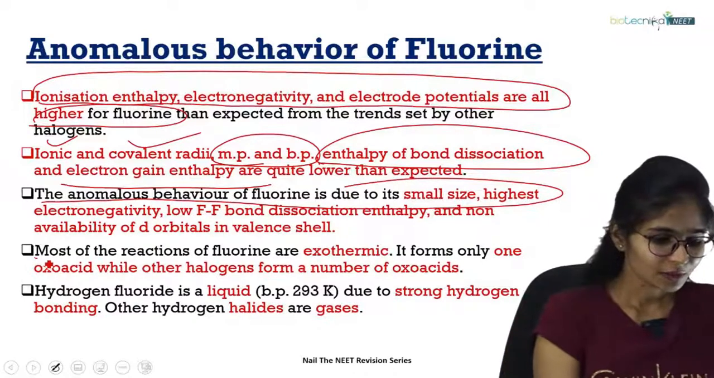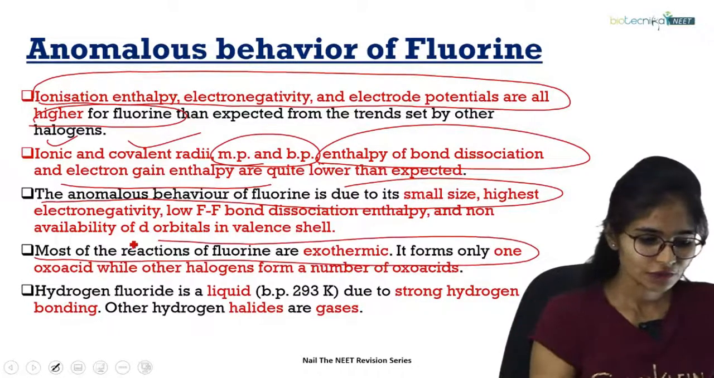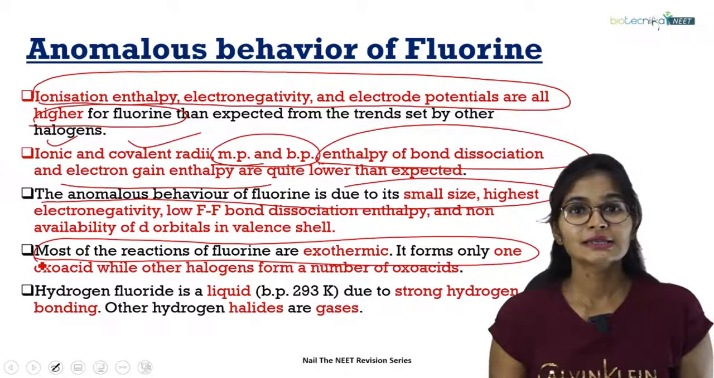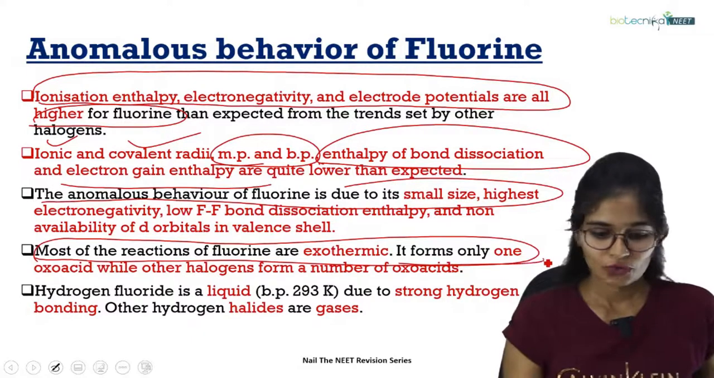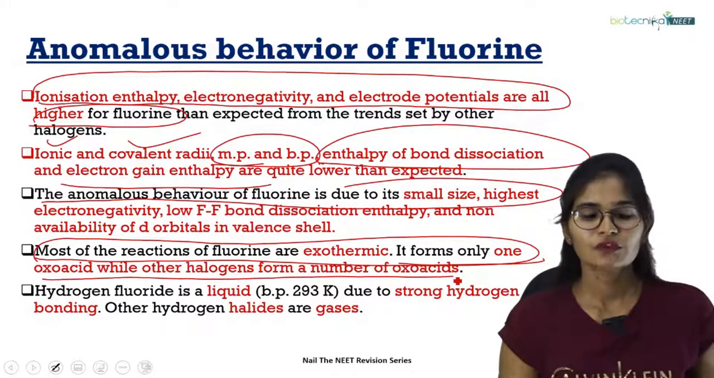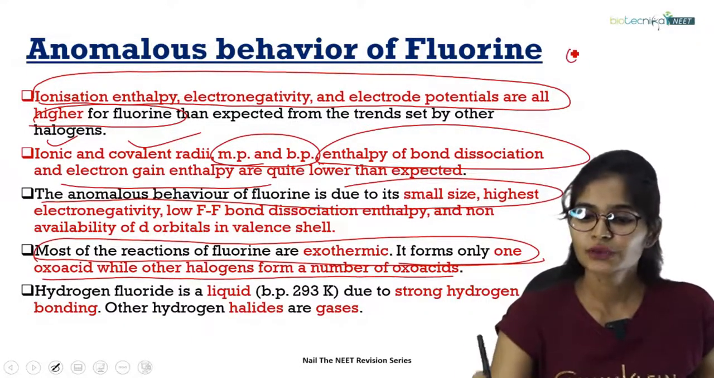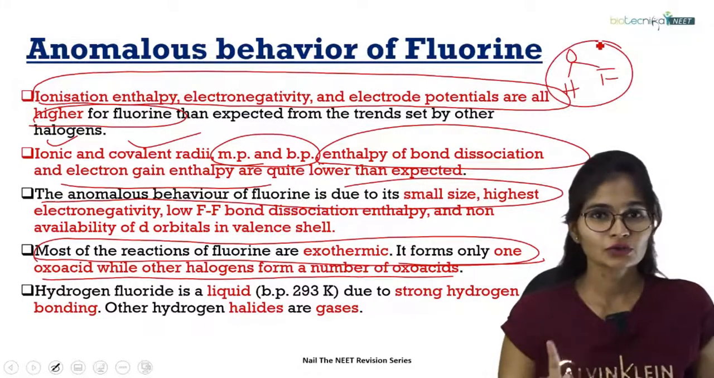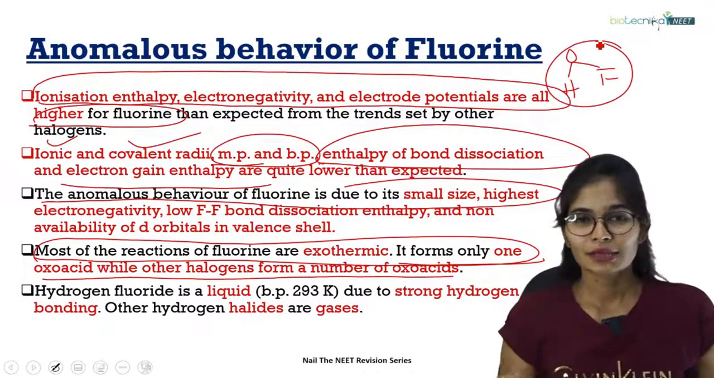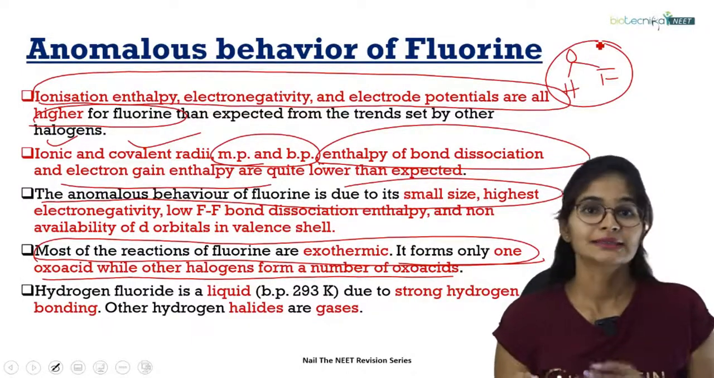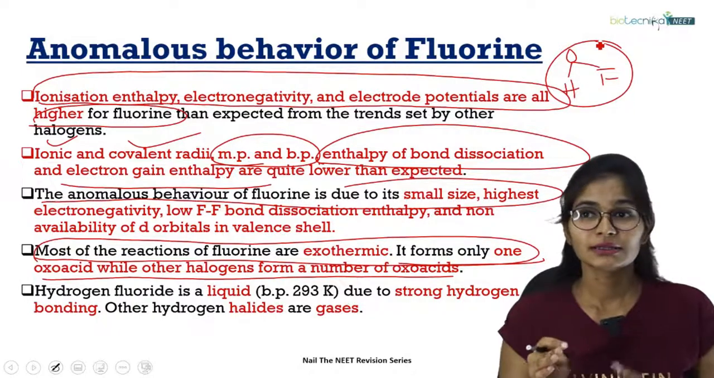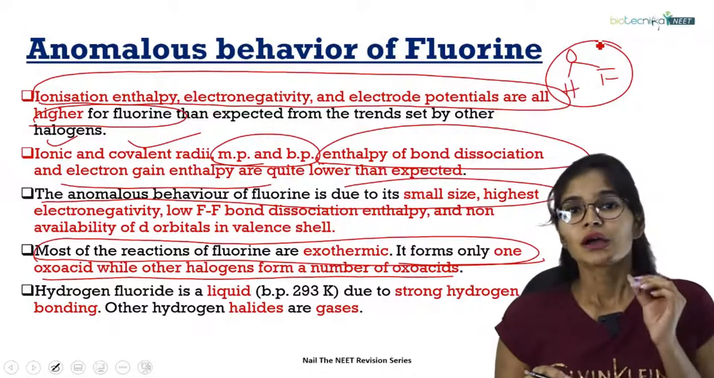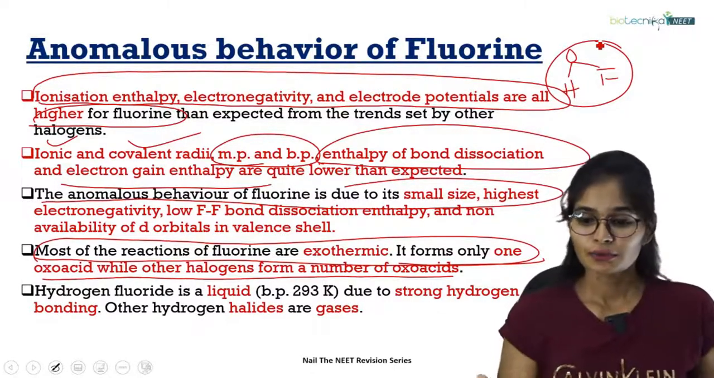The next point: most of the reactions of fluorine are exothermic in nature, meaning heat is evolved. It forms only one oxo acid, while the other halogens form a number of oxo acids. Fluorine forms only one acid, that is HOF, hypofluorous acid. All the remaining elements form either perhalic acids or halic acids. So there are so many oxo acids, but fluorine is able to form only one type of oxo acid, that is hypofluorous acid.